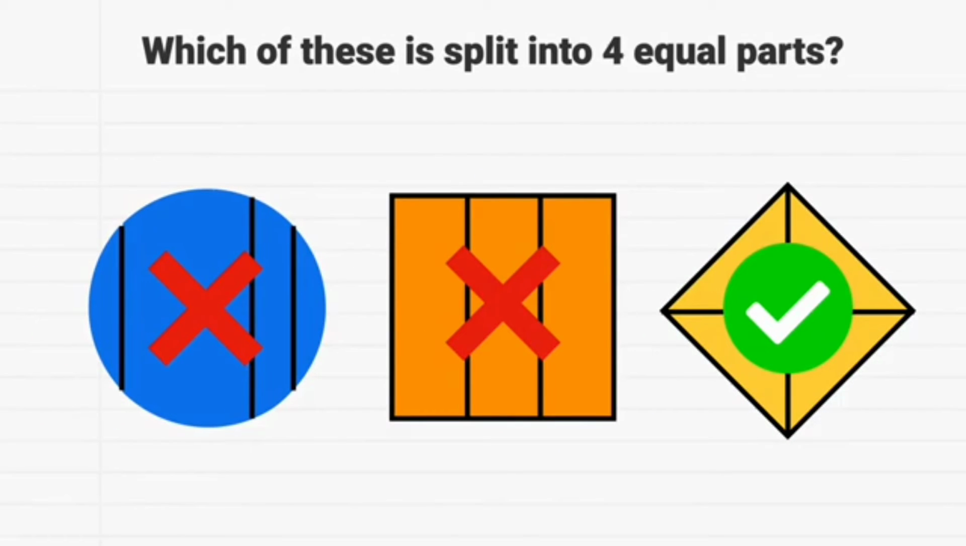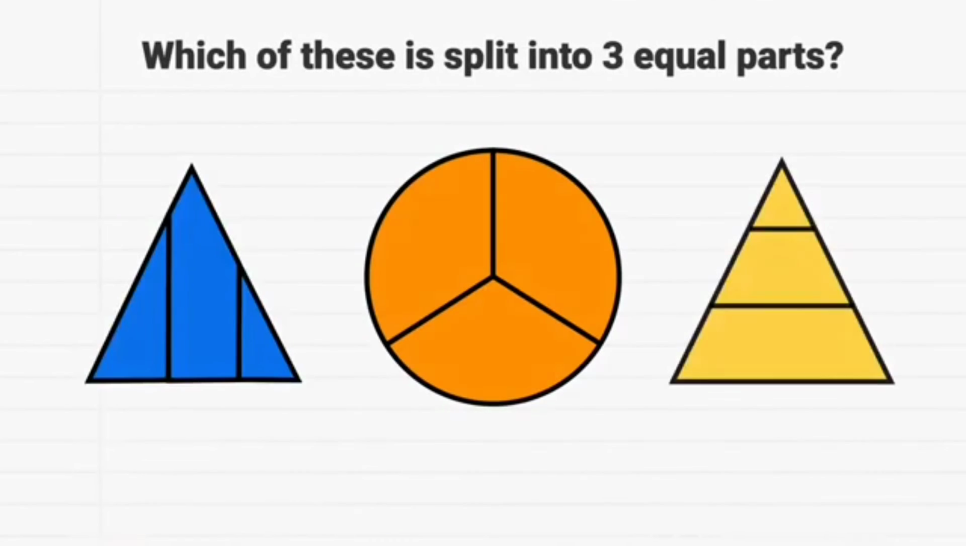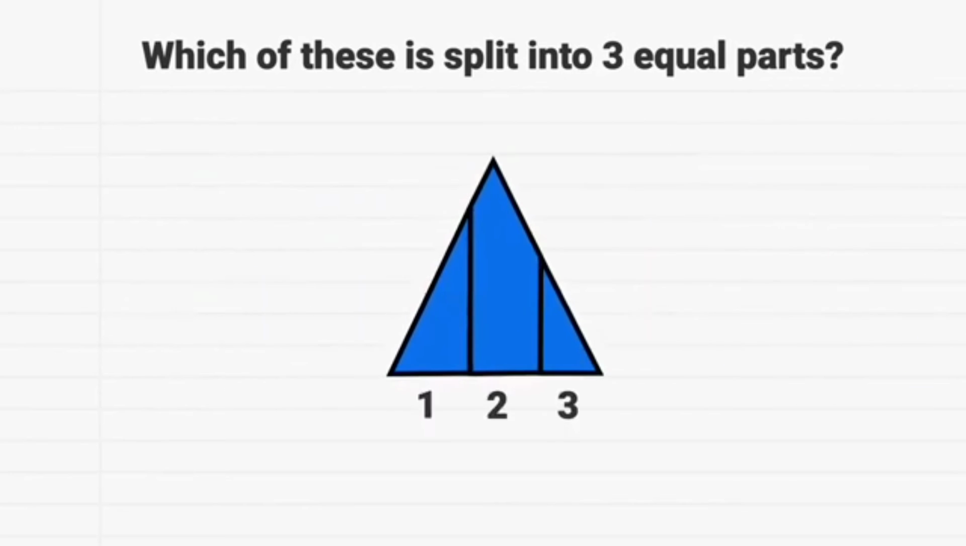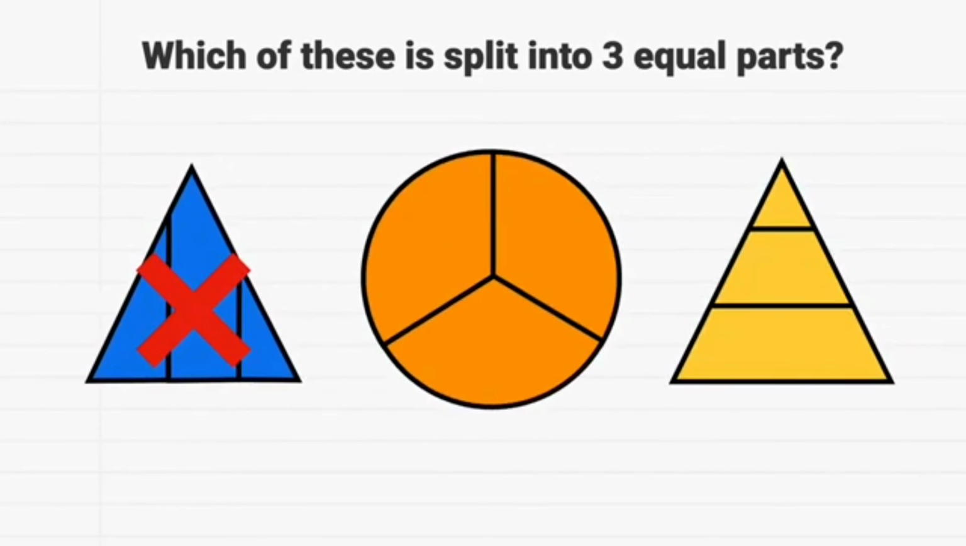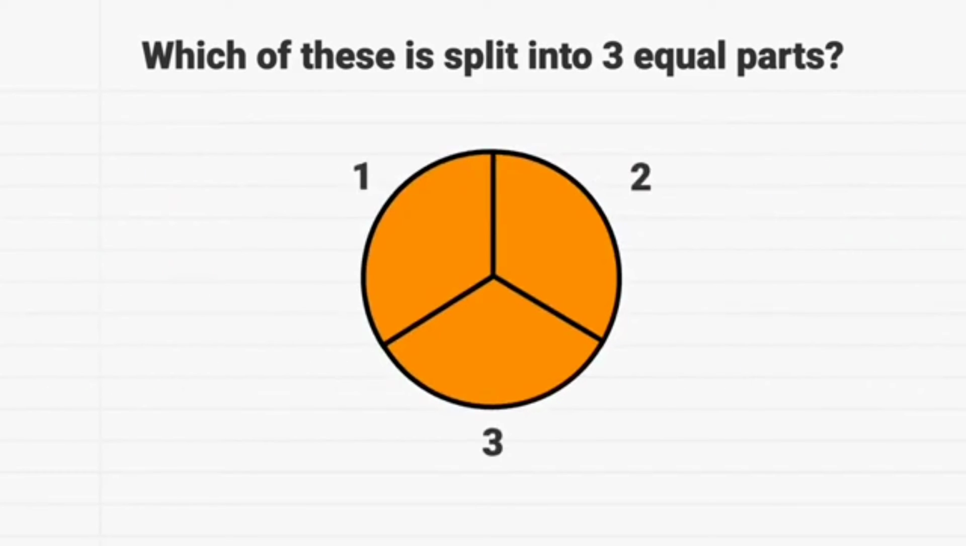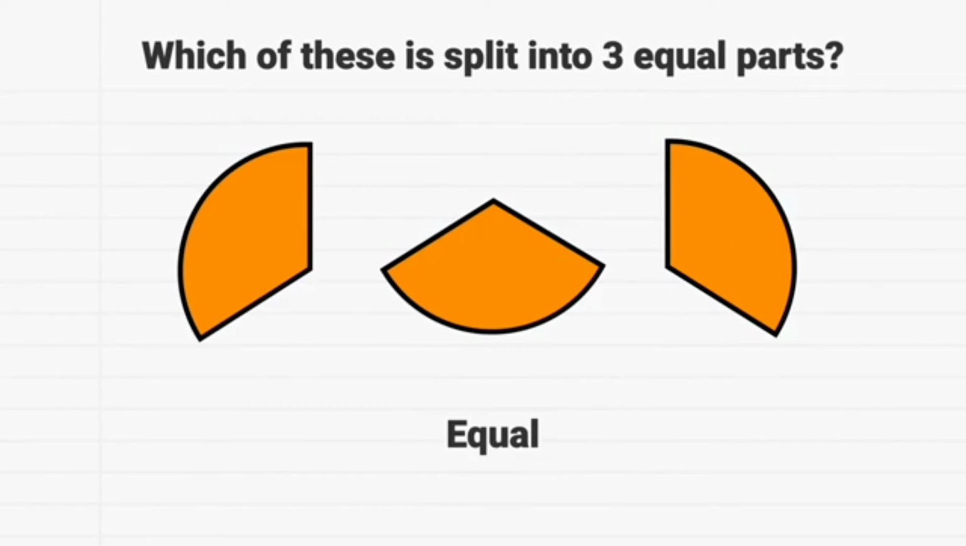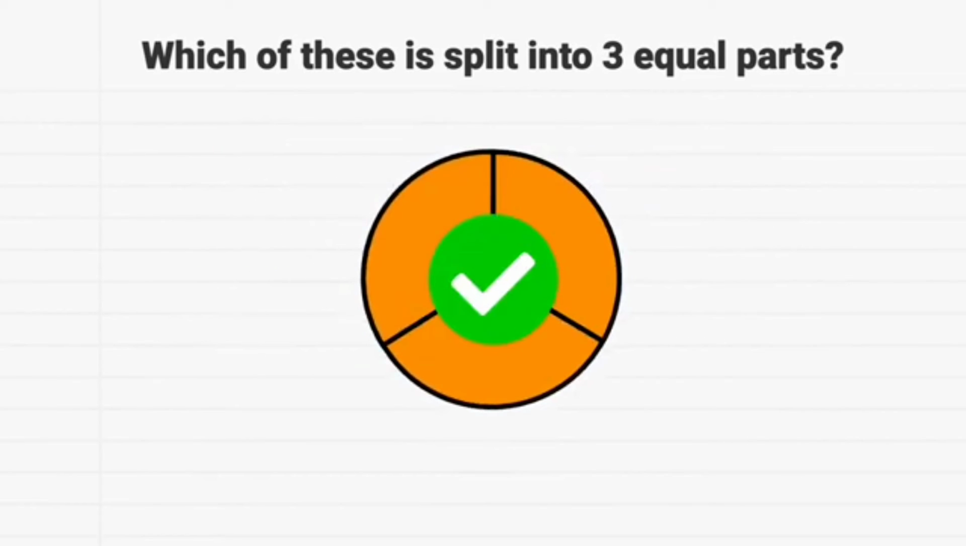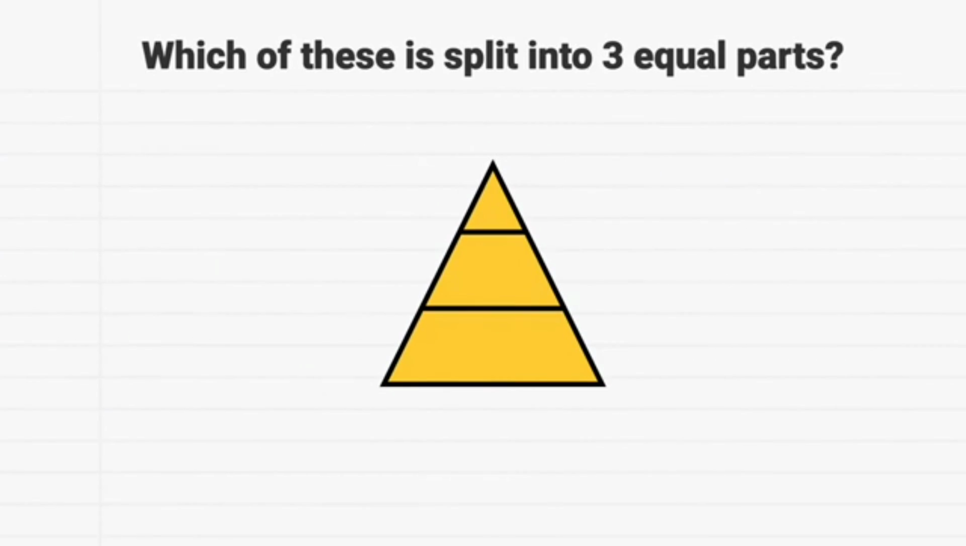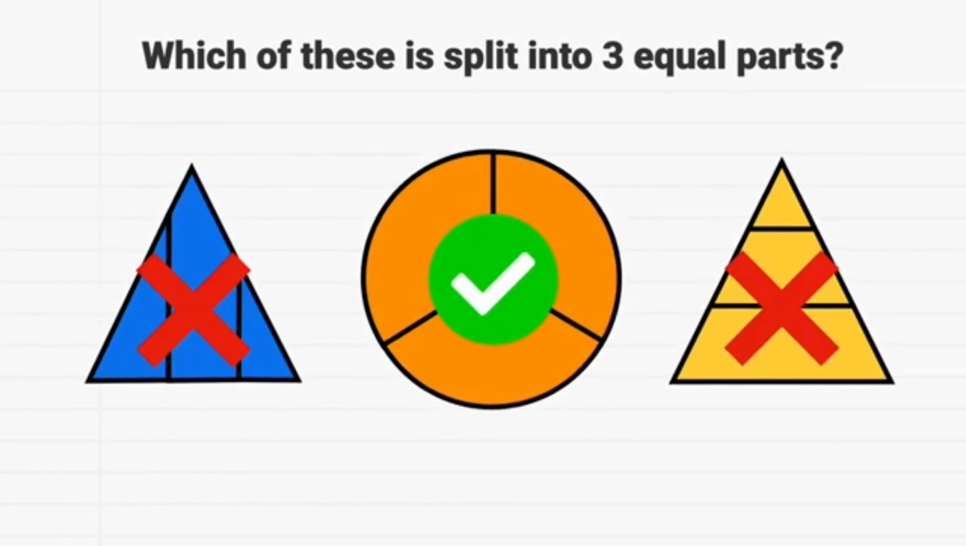Now it's time for you to practice on your own. Which of these shapes is split into 3 equal parts? We can see this first shape is split into 3 parts, but they are not equal, so it's not split into equal parts. The second shape is split into 3 parts as well, and they are all equal in size. The last shape is also split into 3 parts, but those again are not equal. Therefore, only this shape is split into 3 equal parts.